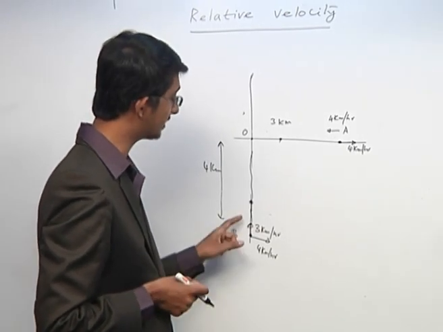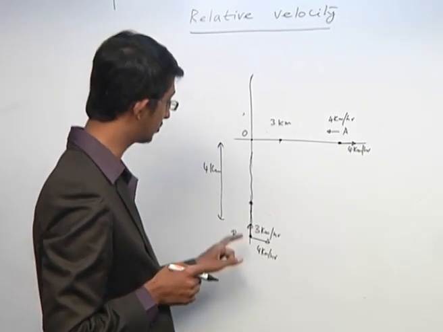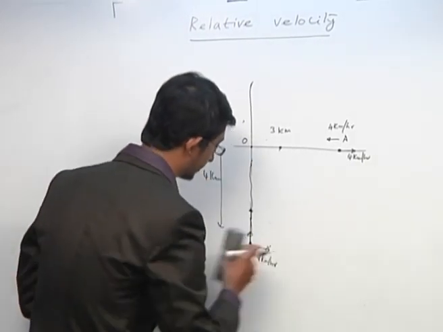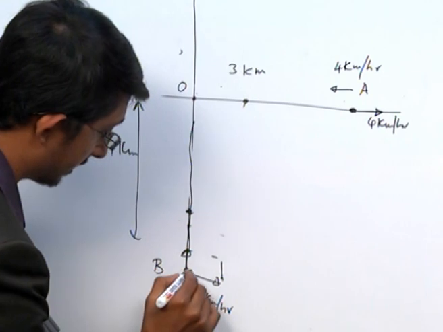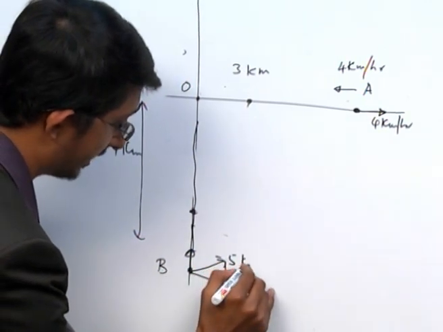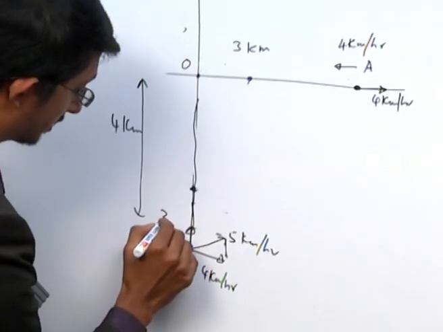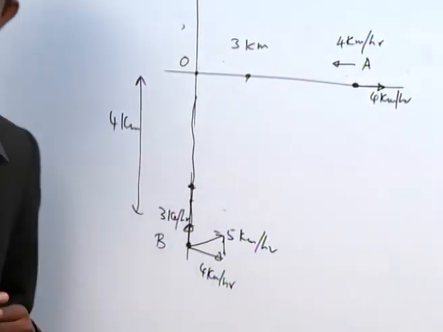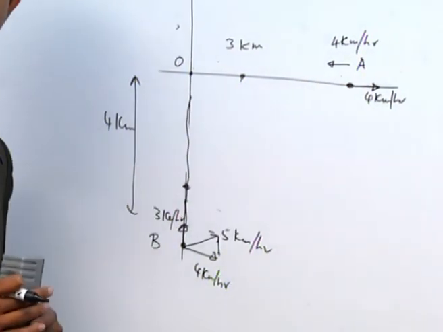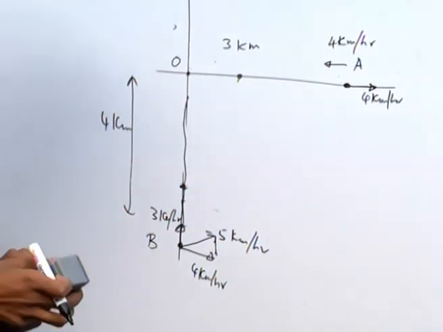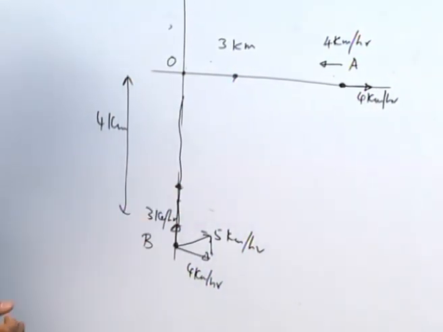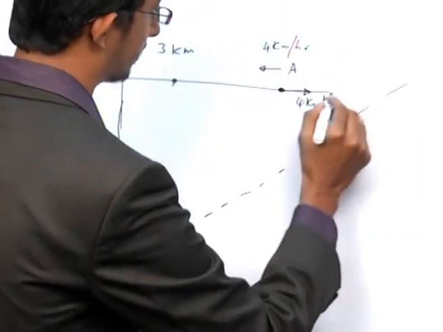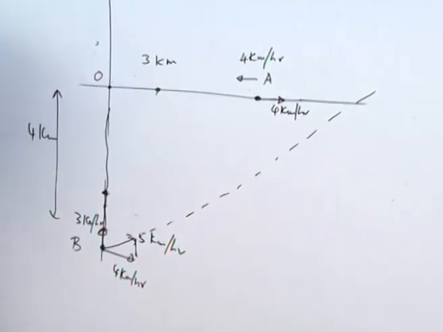He is moving with the resultant of 3 and 4, which is 5, because both are perpendicular. So I will show it this way. B's velocity is given by 5 km per hour. Originally he was having 3 km per hour. You added negative 4, the negative velocity of A. Why? Because you want it with respect to A, and you see B going with this speed. You can extend this. This is the direction in which he is going.